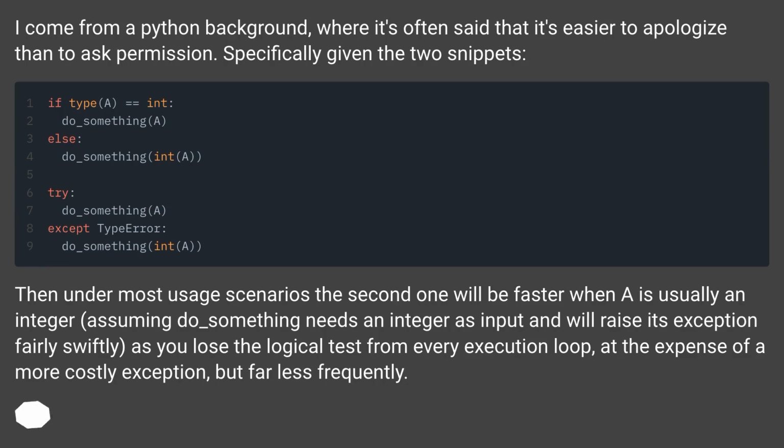Then under most usage scenarios the second one will be faster when a is usually an integer, assuming do_something needs an integer as input and will raise its exception fairly swiftly, as you lose the logical test from every execution loop, at the expense of a more costly exception, but far less frequently.